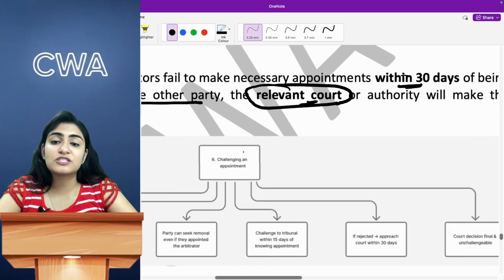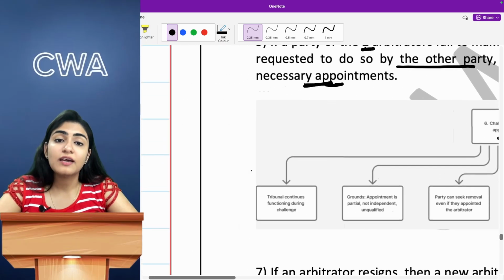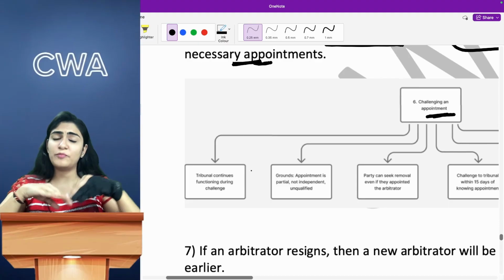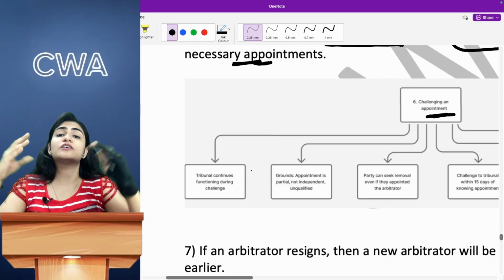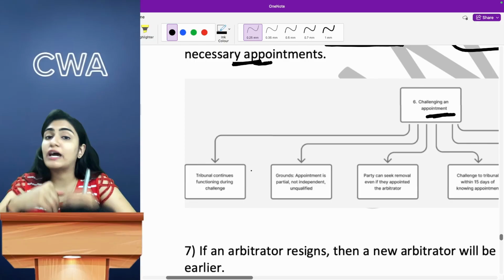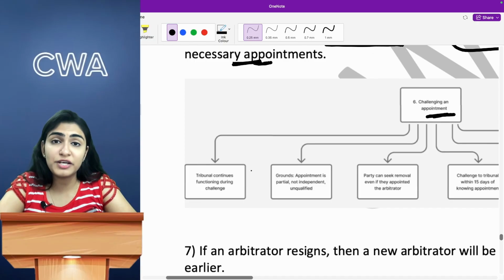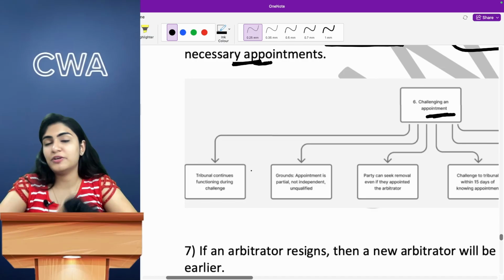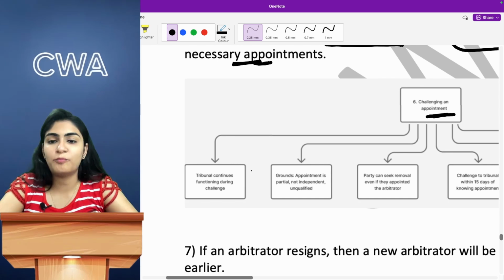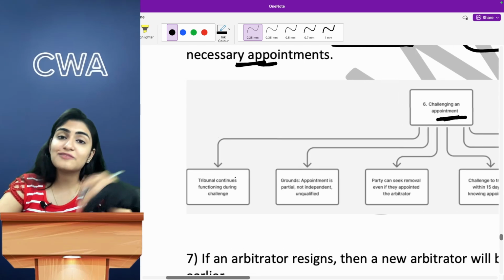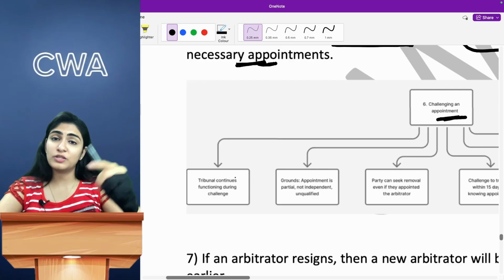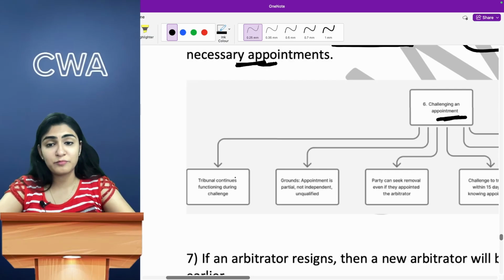Now, let's say challenging an appointment. Let's say the court has appointed these three arbitrators, or these two arbitrators have appointed one arbitrator, or both the parties have appointed three arbitrators. At any point of time, any party feels that this person who is appointed as arbitrator is not right. In such case, parties can challenge the appointment. What happens if parties challenge the appointment? Challenge meaning they can say that we are not okay with this particular person acting as an arbitrator.